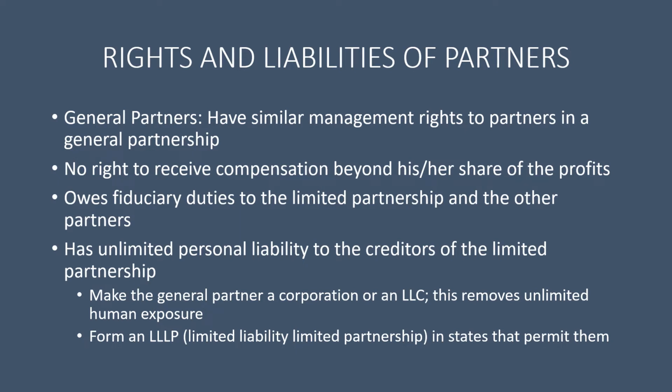The second thing that can be done to eliminate this unlimited personal liability is, in the states that permit them to be formed, to use the entity of a limited liability limited partnership, an LLLP. The problem for us here in California is that California does not recognize this form of business. You cannot create a limited liability limited partnership in California. But in those states that permit them, the limited liability limited partnership adds a lot of protection for the general partner.